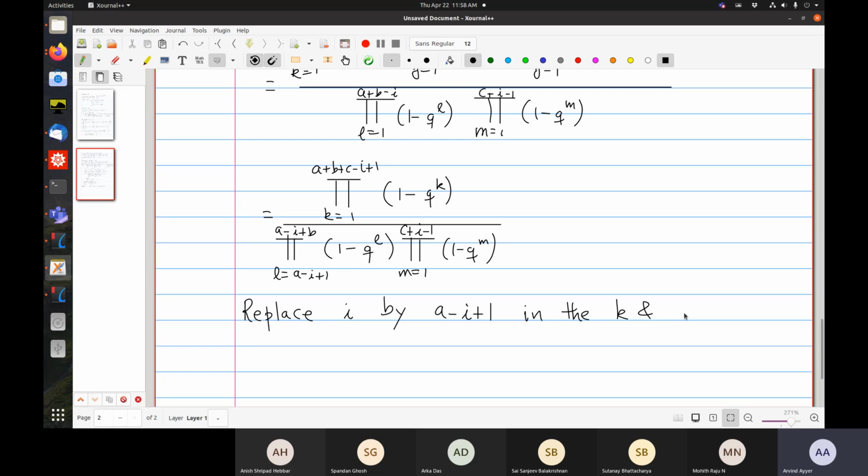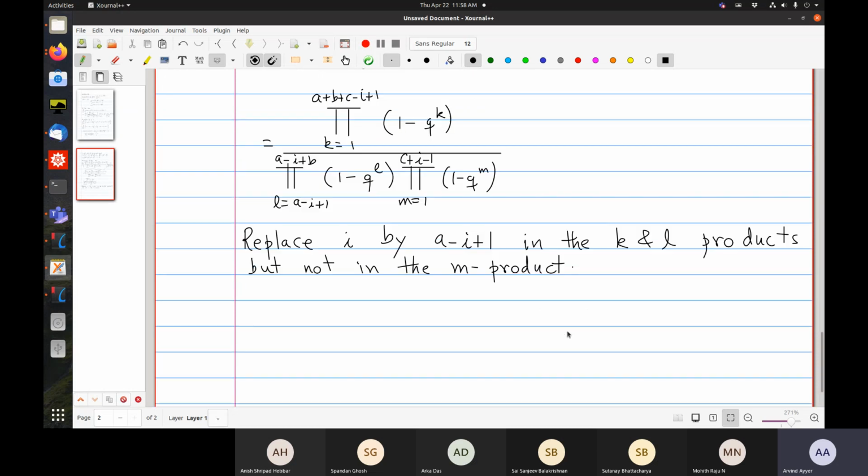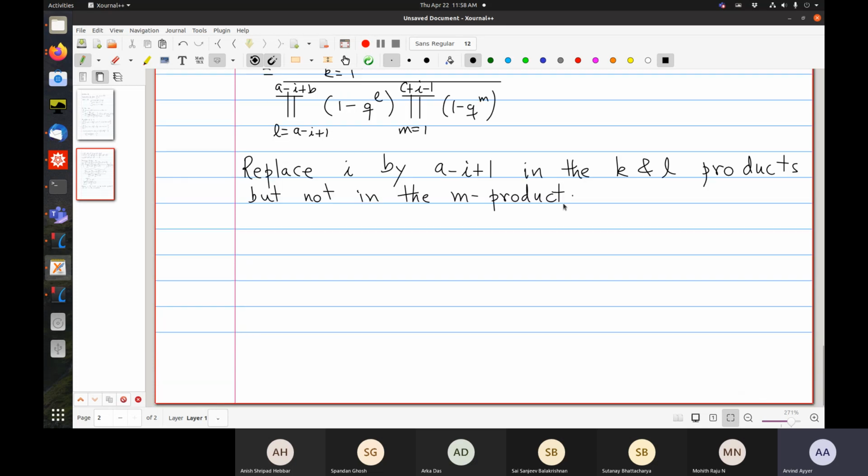In the K and L products, but not in the M product. I'm allowed to do that because this is a big fat product, all of these are being multiplied, so that just amounts to a rearrangement of terms. Okay, so then we get.